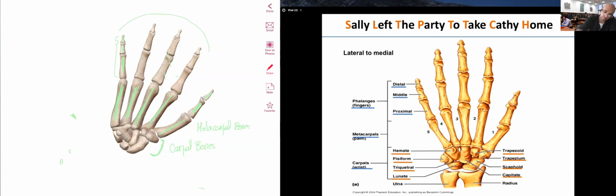So all the medial four fingers are gonna have proximal, middle, and distal. But for the thumb only, I have a proximal and a distal. I don't have a middle phalanx.